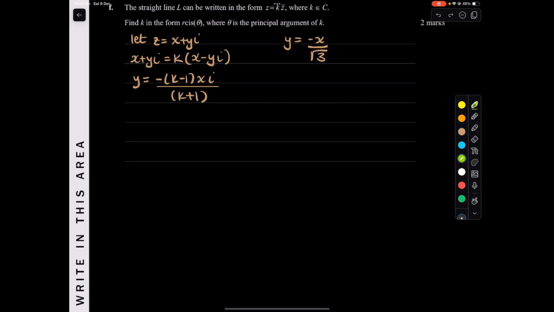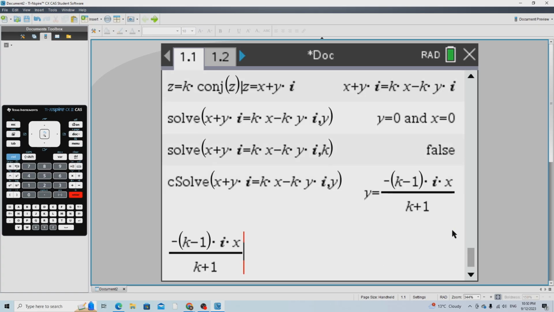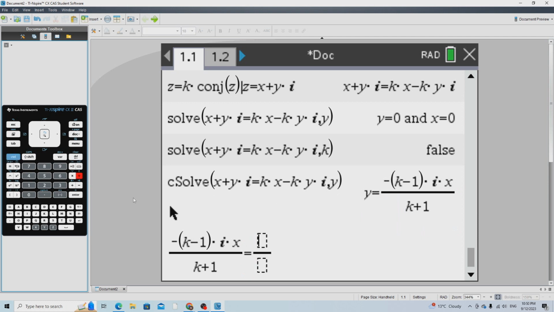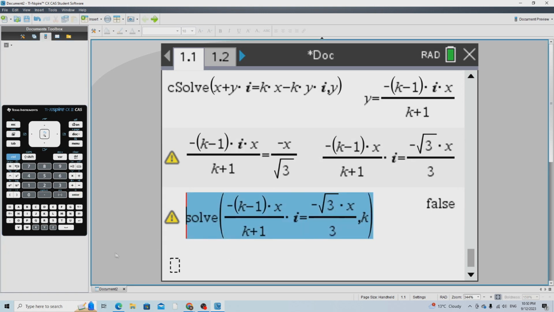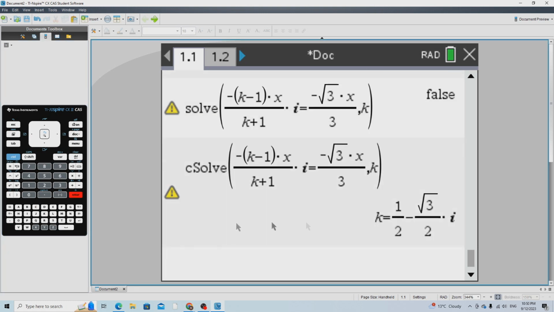Let's equate them. So negative k minus 1 x i over k plus 1 we equate to this. We use our calculator to calculate the value of k in this expression. So we have this over here should equal negative x root 3. And we get this, and we want to solve, answer, comma k. Make sure you write complex solve. And we get our value of k.